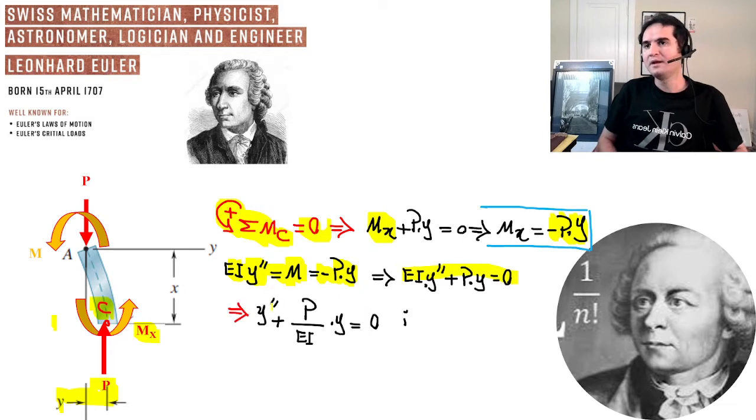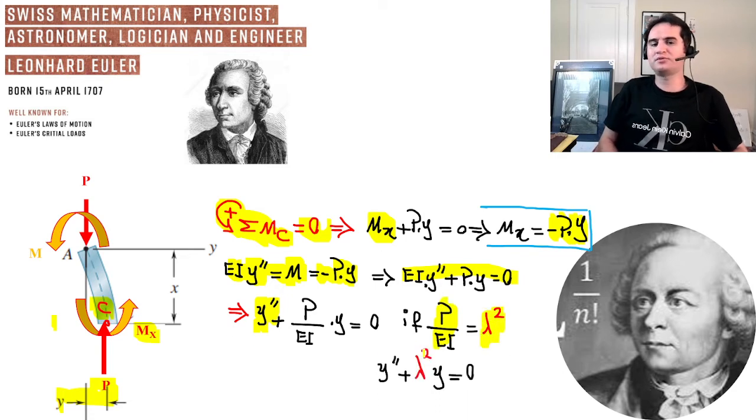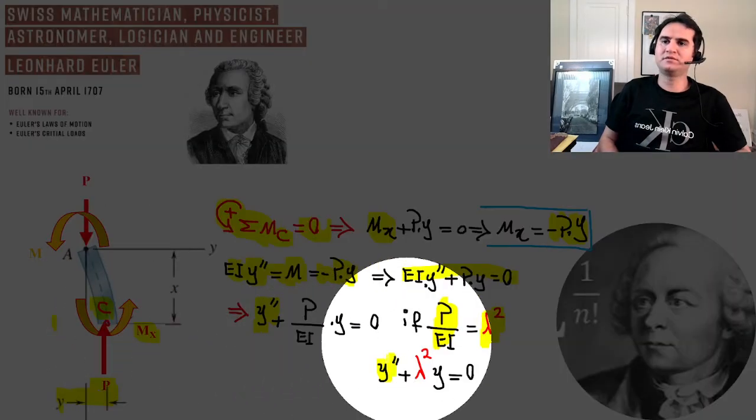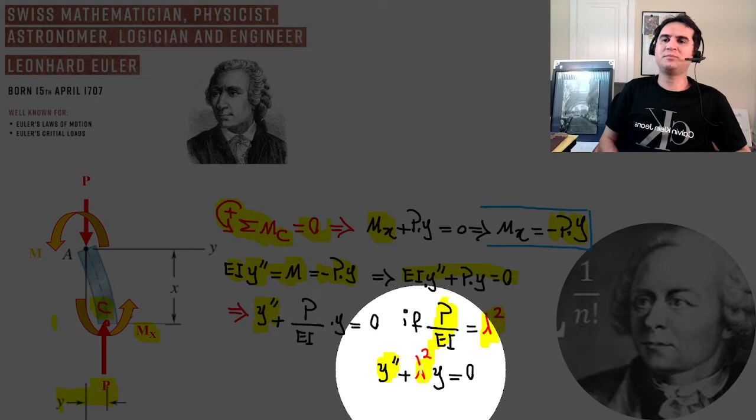If we rearrange it a bit more, we can say y double prime plus P over EI times y equals 0. If we call this constant P over EI lambda squared, we can write our equation in a far easier form: y double prime plus lambda squared y is equal to 0.